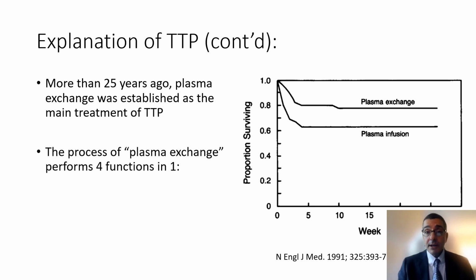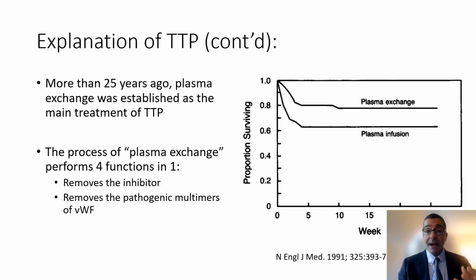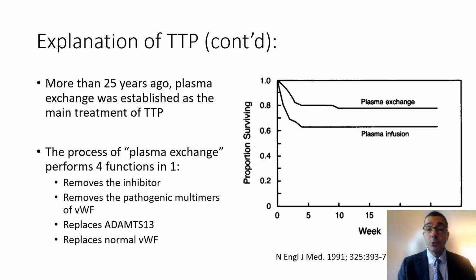And the reason we do plasma exchange is, you could argue that it does four processes in one. When we're taking out the plasma from this one side, it removes the inhibitor and it removes those pathogenic ultra large multimers of von Willebrand factor. When we're bringing in plasma with the exchange, we're giving normal ADAMTS13, and we're also replacing the plasma with normal amounts of von Willebrand factor.